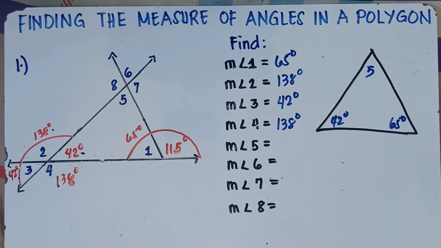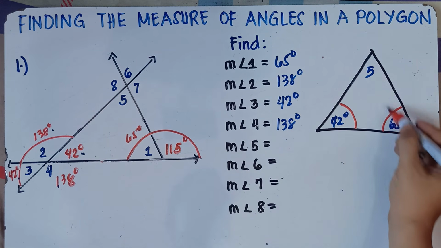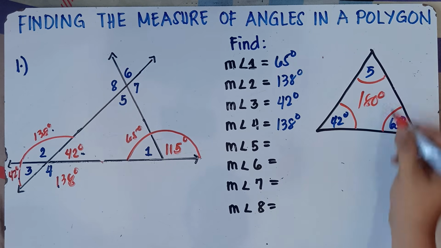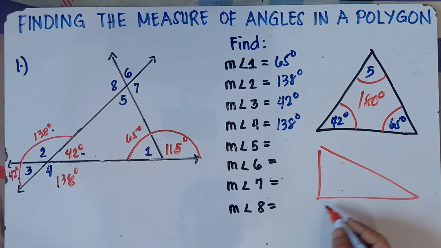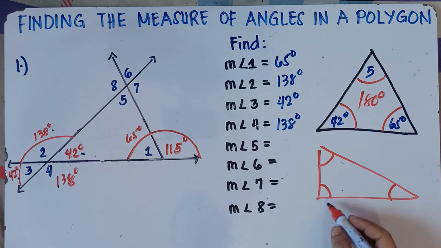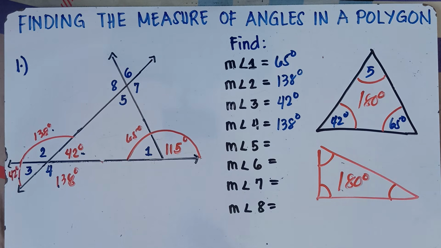Now, always remember this one, class: in a triangle, the sum of the interior angles, if you add these three angles, should be equal to 180 degrees. Any kind of triangle, class. Once again, let me just draw another triangle. Any kind of triangle, if you add these three interior angles, it should always be equal to 180 degrees.